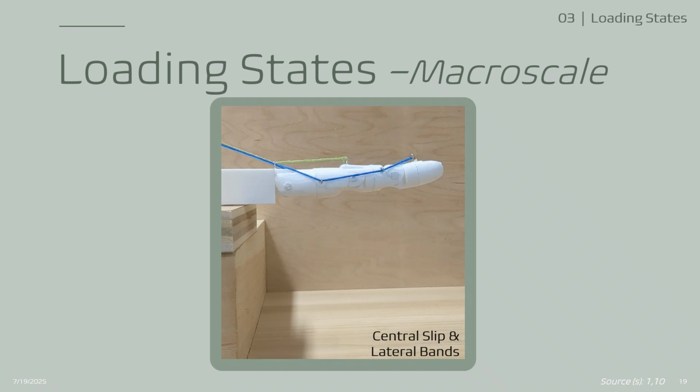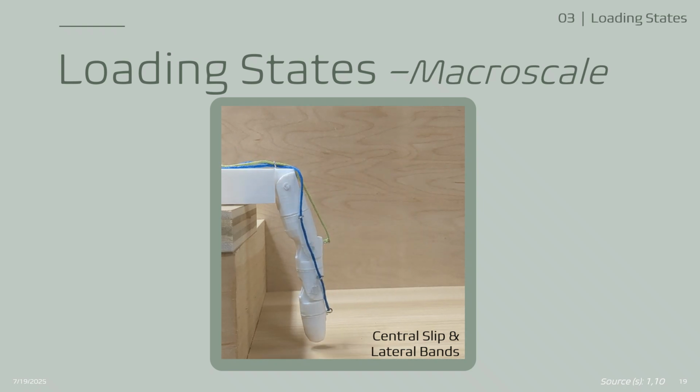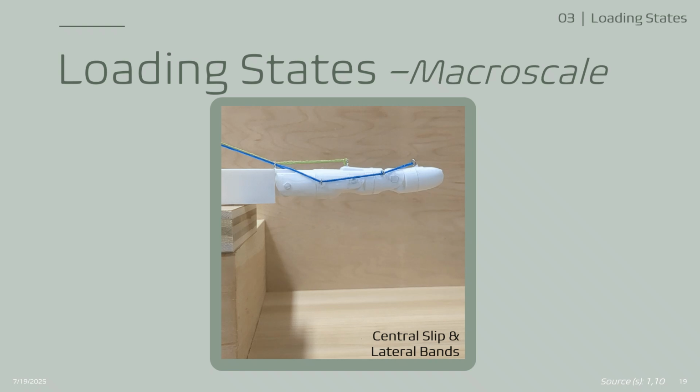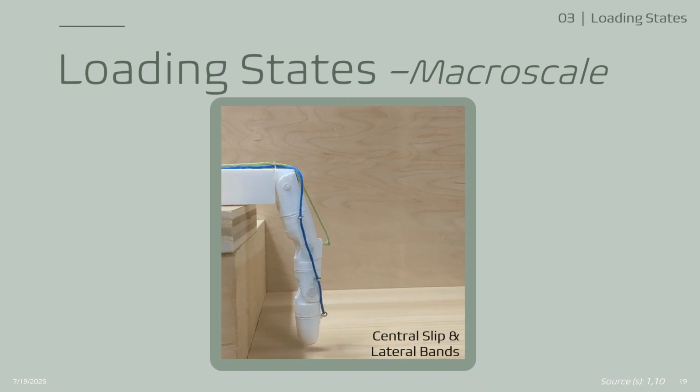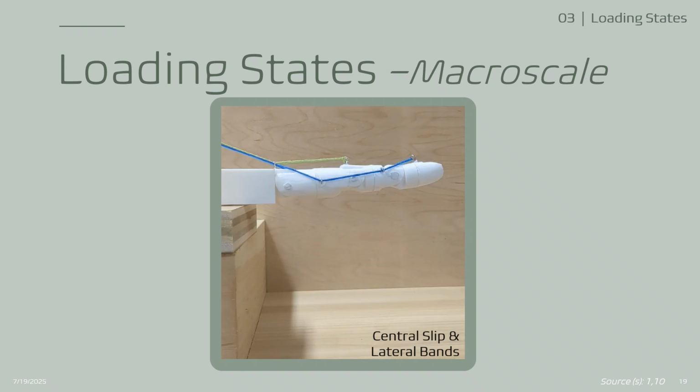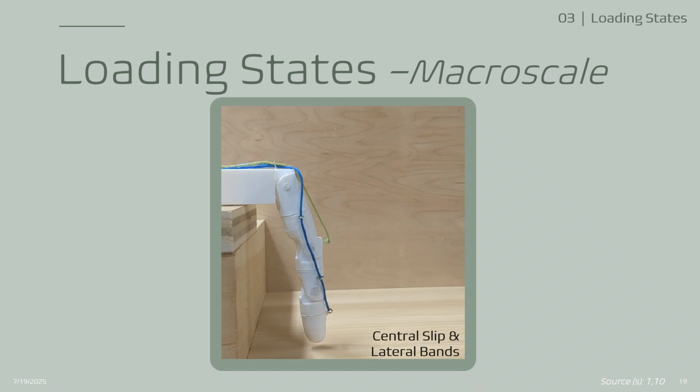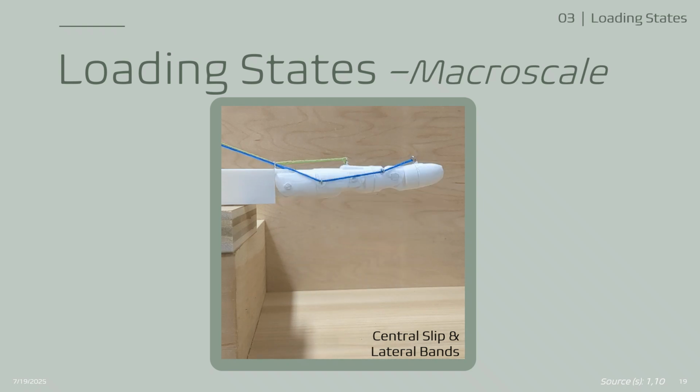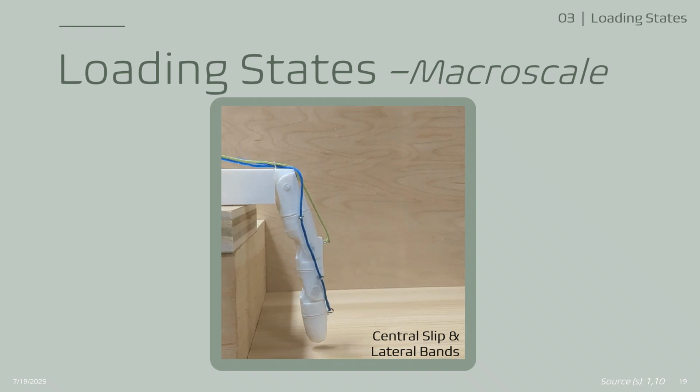In this image, I am pulling on the central slip, seen in green, and both the lateral bands, seen in blue. Notice how motion begins at the MCP joint and then transitions down the PIP and DIP joints. In a healthy hand, motion begins proximally and extends distally. If the opposite occurs, this is a condition known as ulnar palsy.